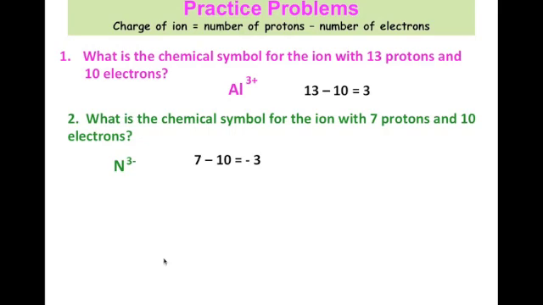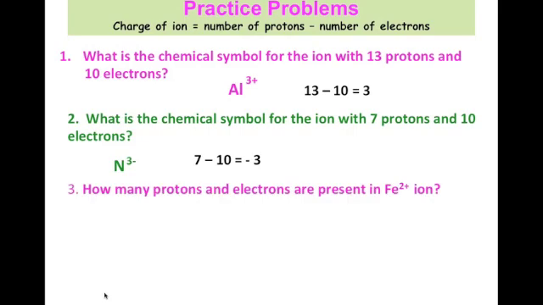Another way of solving this problem without doing the math is just by comparing the number of electrons to the number of protons. In this particular problem, we have 3 more electrons than protons. Because electrons carry a negative charge, that means the overall charge of this ion is going to be negative, and the value is 3 because there are 3 more electrons than there are protons. So let's try this problem in reverse.